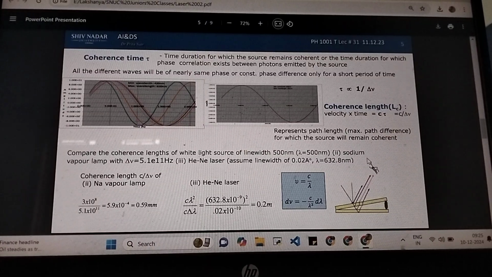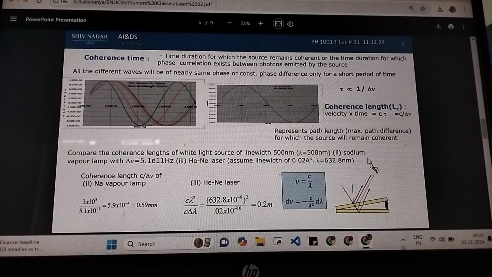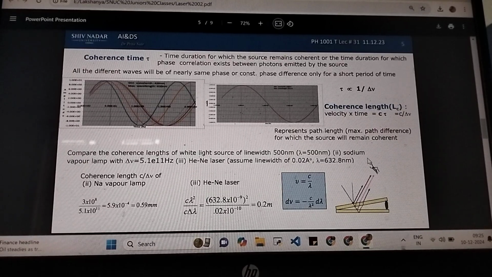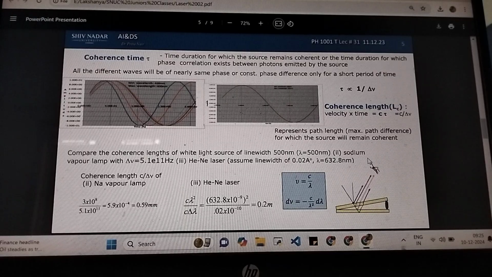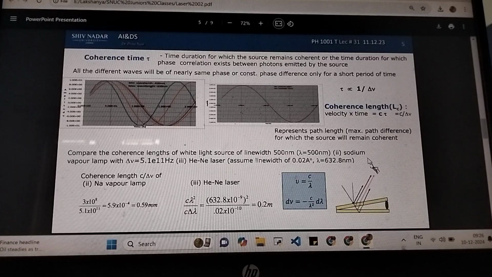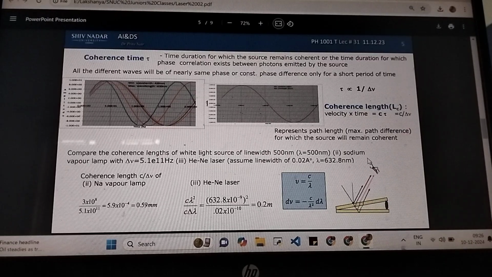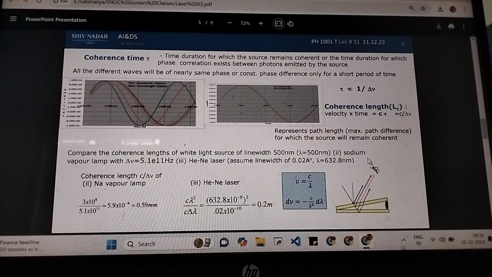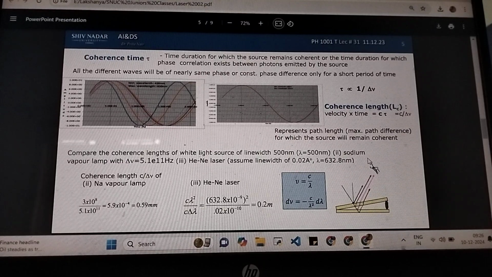Okay, so coherence time is something like a quantitative measure for coherence, not exactly for coherence, but for the time period up to which the source remains coherent. So let me explain. Again, when we look at a laser or any source of light, it emits a beam of light. A beam is made up of a number of rays. So each ray we can think of as a wave also, because of the wave-particle duality, which all of you are familiar with.